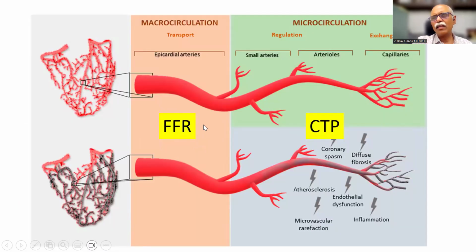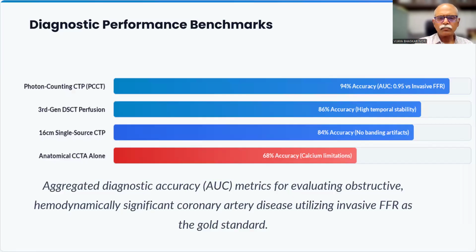In epicardial arteries, the FFR helps. Whereas for arterioles and capillaries, CT perfusion helps to tell you about microvascular dysfunction, or epicardial stenosis when there are heavily calcified coronary arteries.